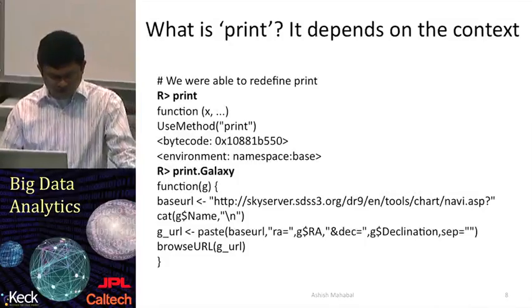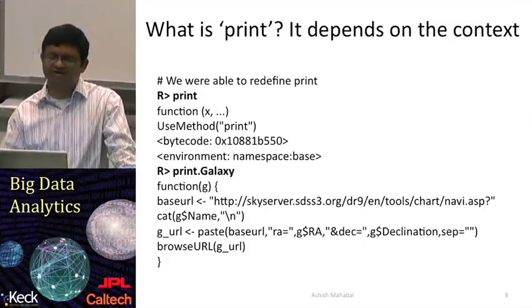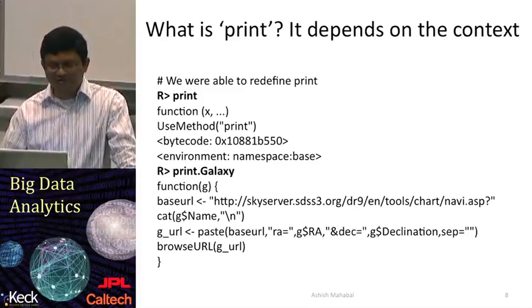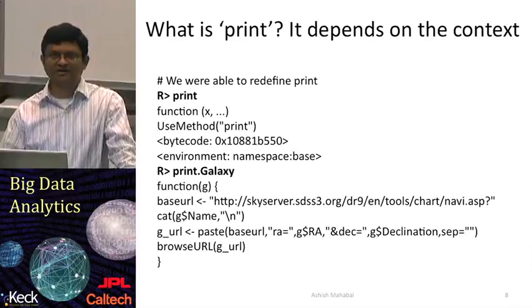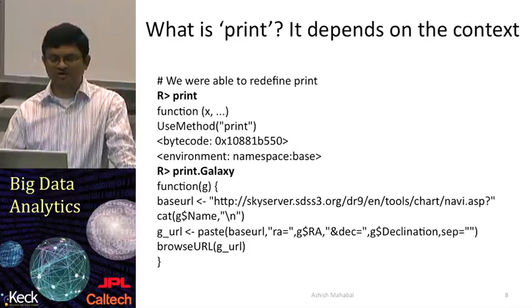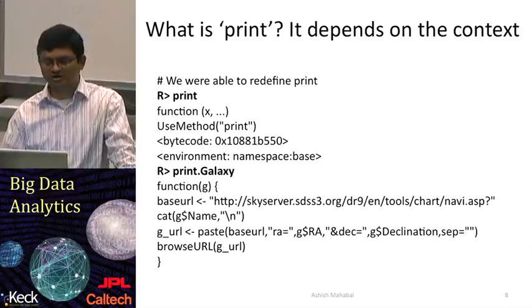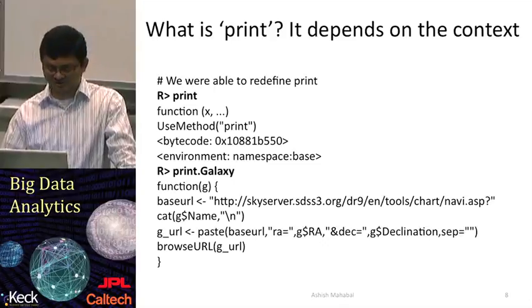So what is print after all, which we have managed to overload in this fashion? It completely depends on the context in which it is being used. So if you were to simply say print at the R prompt, you will be told that it is a function which takes x as an argument and ... indicating that there are many more arguments. And all that is happening is UseMethod print is being called.